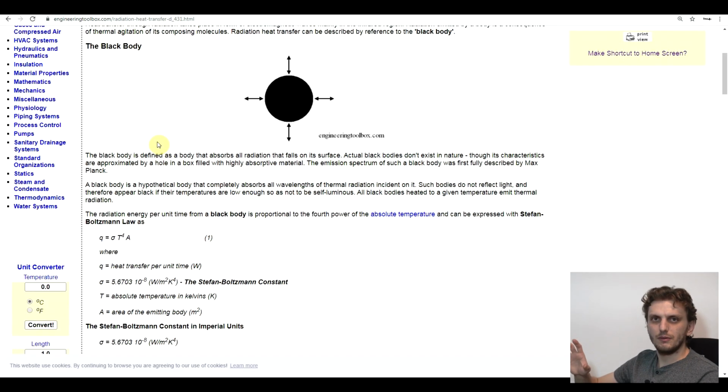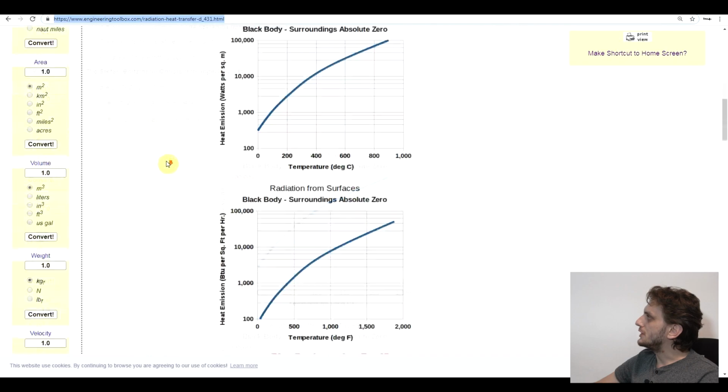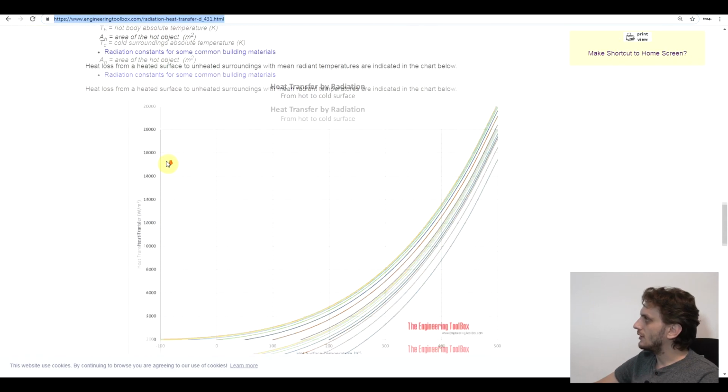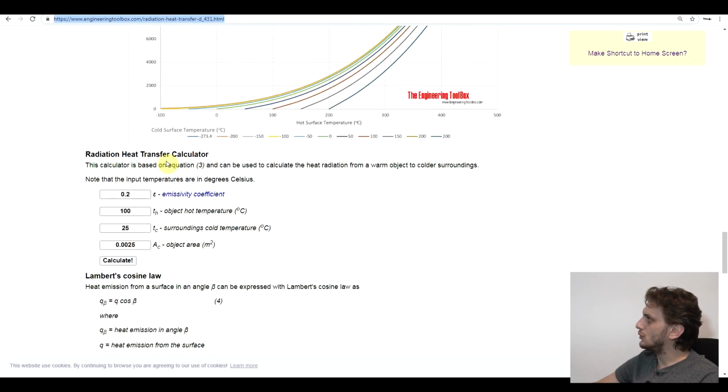Now, to get a better idea of just how much heat you can actually dissipate through radiation, I found a very nice online calculator. So I will be leaving a link to this website in the description, of course. And if you scroll down through it, you see certain explanations about the phenomenon and so on.